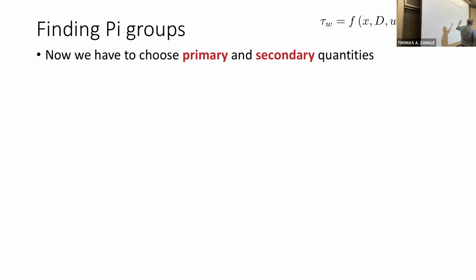So in this approach, what we're going to have to do is first choose some variables that we're going to designate as primary and some variables that we're going to designate as secondary.